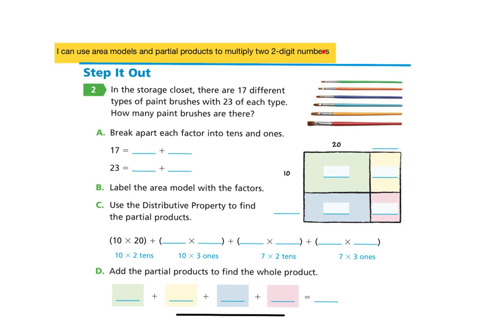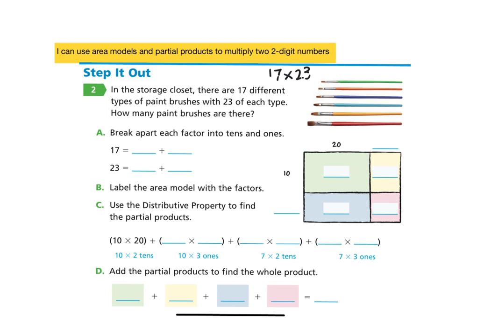In the storage closet, there are 17 different types of paintbrushes with 23 of each type. How many paintbrushes are there? So this is a multiplication problem. We are taking 17 and we are multiplying it by 23 to figure out how many paintbrushes there are.